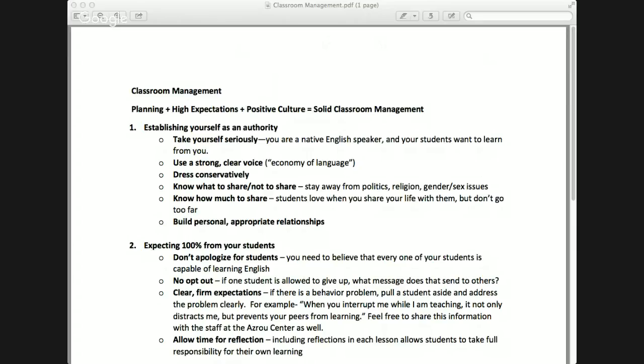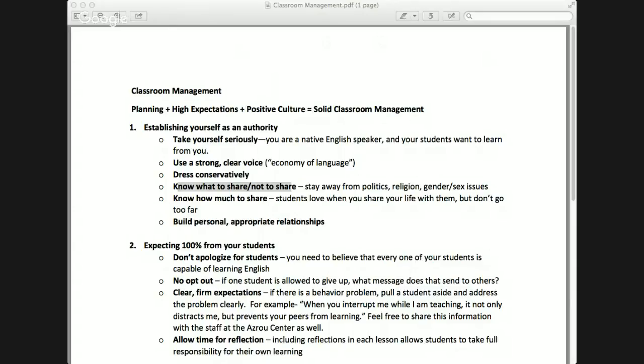This 4th bullet point is important. Know what to share and what not to share. So it's kind of a tricky line to tread. So obviously your students are going to want to know a lot about you. The 5th bullet point is tied in as well. Know how much to share. Your students are going to want to know everything about your life and your opinions, but it's kind of wise in the classroom to stay away from politics, religion, gender issues, or anything too personal about your personal life. And I trust that you all have that discretion to know what to share and what not to share. At least build personal, appropriate relationships.